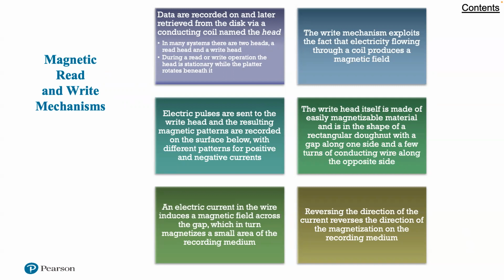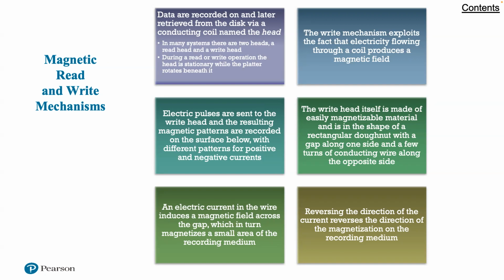Maybe you've had an experience where, especially if you have an older hard drive, it starts to make a little humming noise. And that's when you can actually hear that the platters are rotating. So the write mechanism exploits the fact that electricity flowing through a coil produces a magnetic field. Electric pulses are sent to the write head, and the resulting magnetic patterns are recorded on the surface below, with different patterns for positive and negative currents.